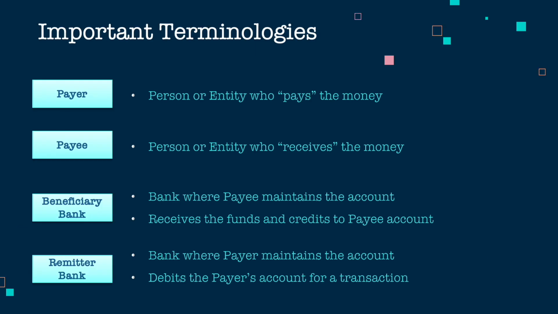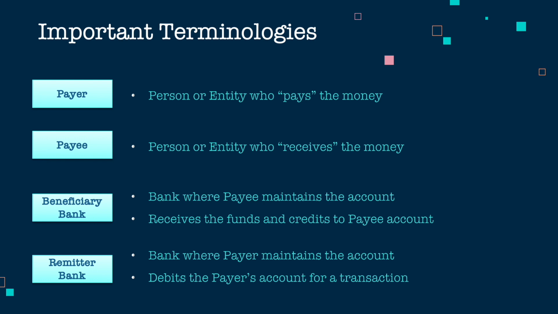Before I jump into how UPI works, let's quickly understand the terminologies used. A payer is a person or an entity who pays the money, that is, whose account gets debited and then is transferred to the payee's account. A payee is an entity who receives the money. It could be a merchant or a receiver of the money. A beneficiary bank is where the payee maintains an account, the bank which maintains the fund for the payee. So its job is to receive the money and then credit it to the payee's account.